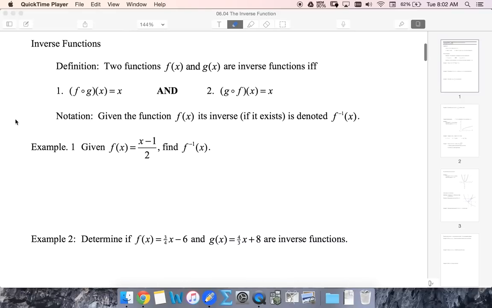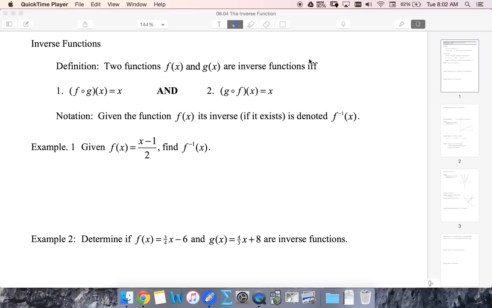So inverse functions. You've actually been seeing inverse functions your whole life. Addition and subtraction are inverse functions. Multiplication and division, those are inverse functions. But now we have a technical definition using function notation.